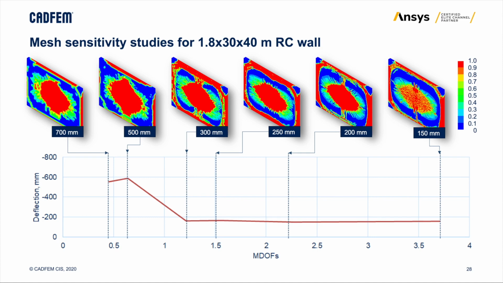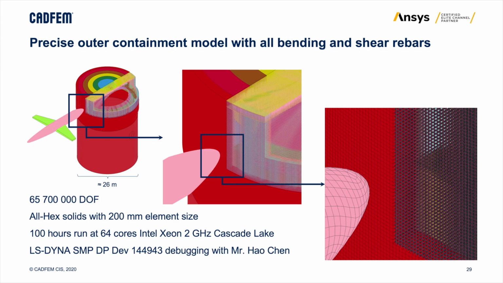We analyze the complete set of data, and we decide to use an element size of 200 millimeters, which is enough for any kind of walls from our set. With all this knowledge, we now can create a precise outer containment model that carefully represents all physical and geometrical properties of our building. Our model contains all bending and shear rebars explicitly. So it is possible to develop this size of model with ANSYS meshing and usage of LSTC LS-PrePost.